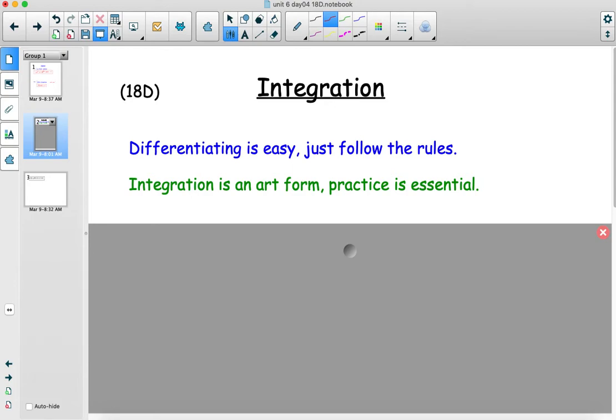Differentiating was fairly easy. We had rules to follow. We looked at a problem, we decided which rule to use. Integration, on the other hand, is not like that at all. I say it's more like an art form, and you just have to practice. And you recognize things like that last example, the product rule, the more you work with them. The more you take derivatives, and you're familiar with how to differentiate, the easier it is to figure out how to work backwards and do integration.